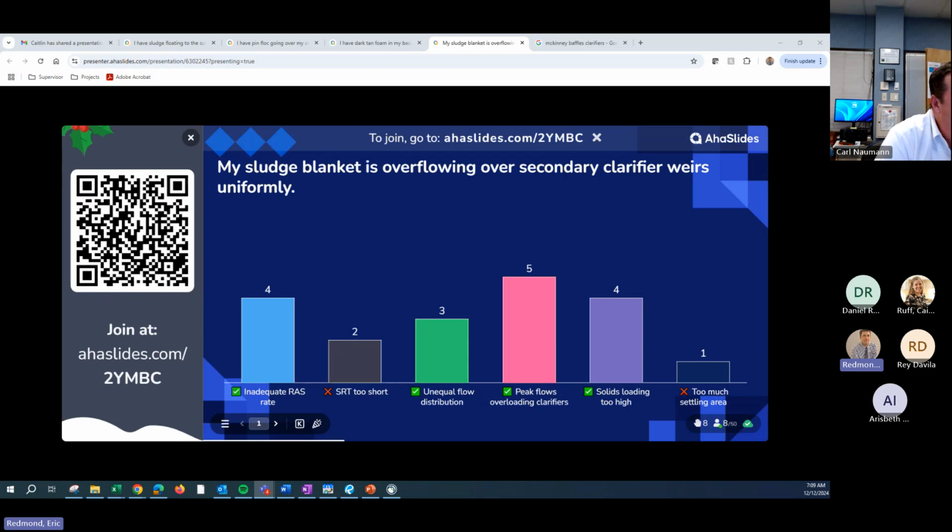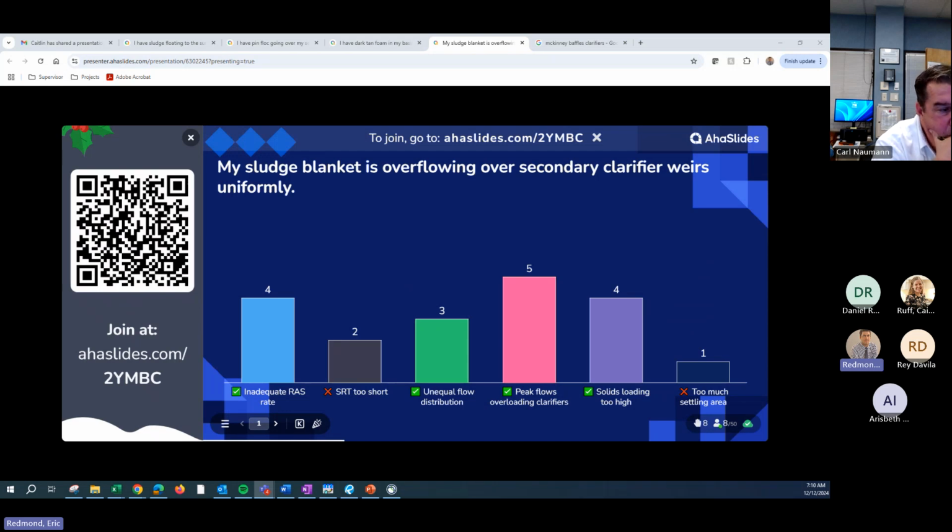Inadequate RAS rate is right. If you have inadequate RAS rate, it goes along with solids loading rate on the far right. In the example I used last time, if I have an aeration basin with 5 mgd and 4,000 milligrams per liter coming out of it, I can calculate the pounds coming into the clarifier. And if I can't withdraw that much RAS, then I'm overloading it with solids, or I can't get my RAS rate high enough. So it can be either one. Those two are correct answers.